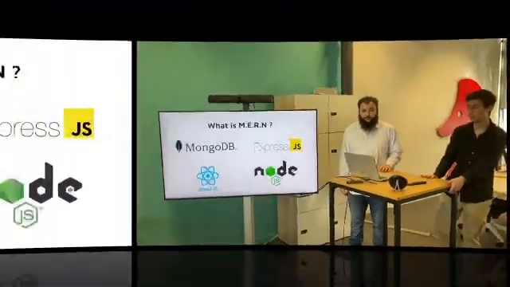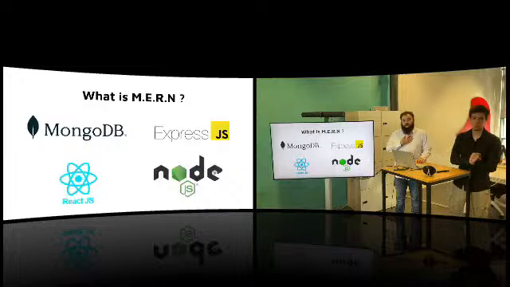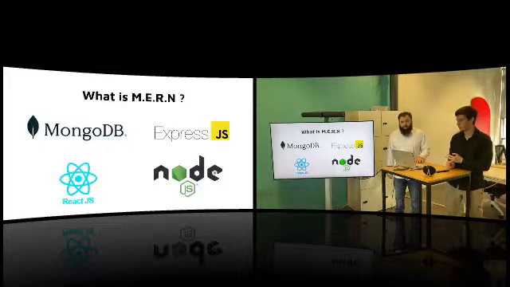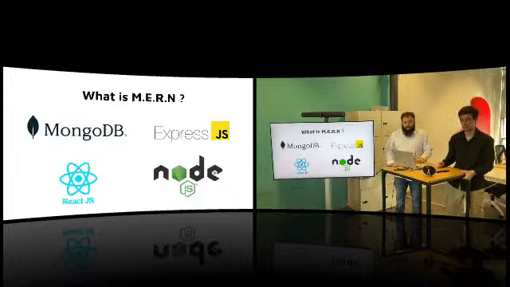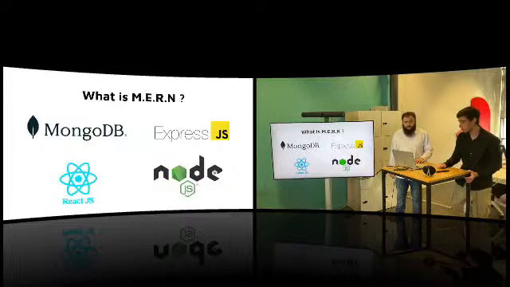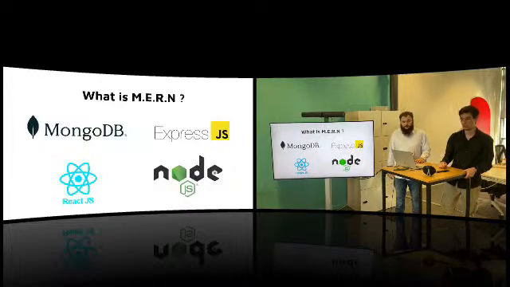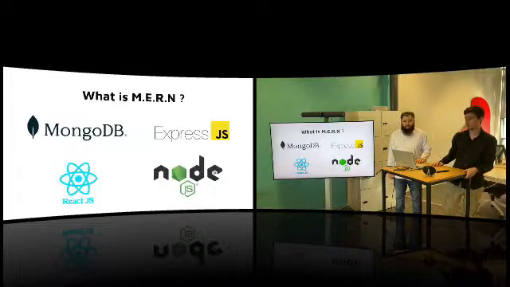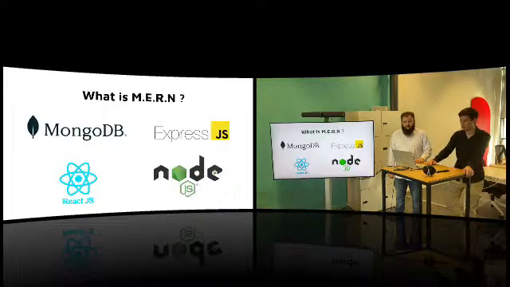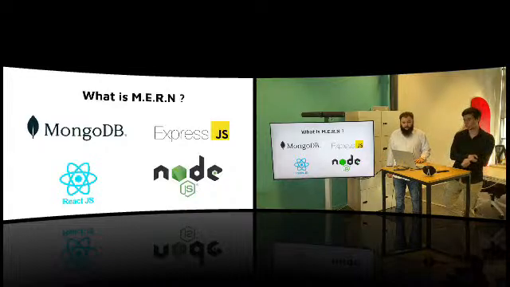So what is MERN? MERN is MongoDB, Express.js, React.js, and Node.js. It's a new way to create applications. It was created in 2018. MongoDB is a document database management system. Express.js is an open source backend framework, minimalist and similar to the Sinatra framework.